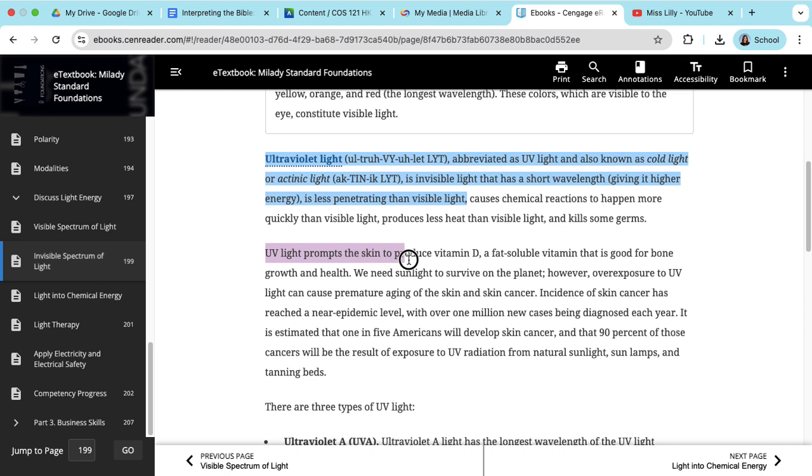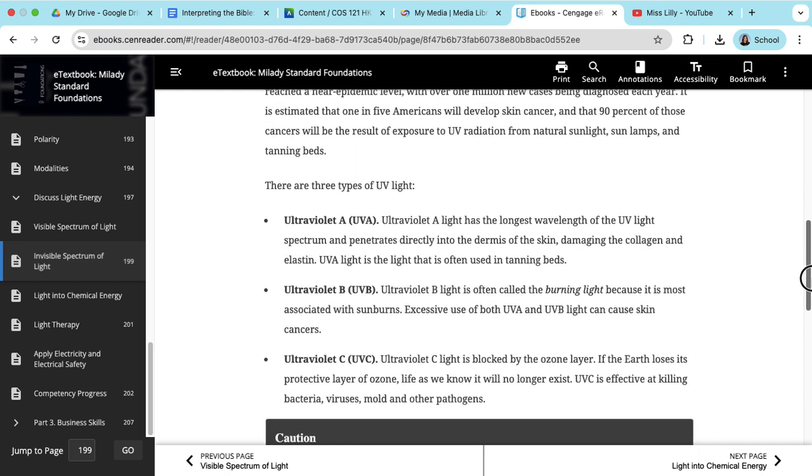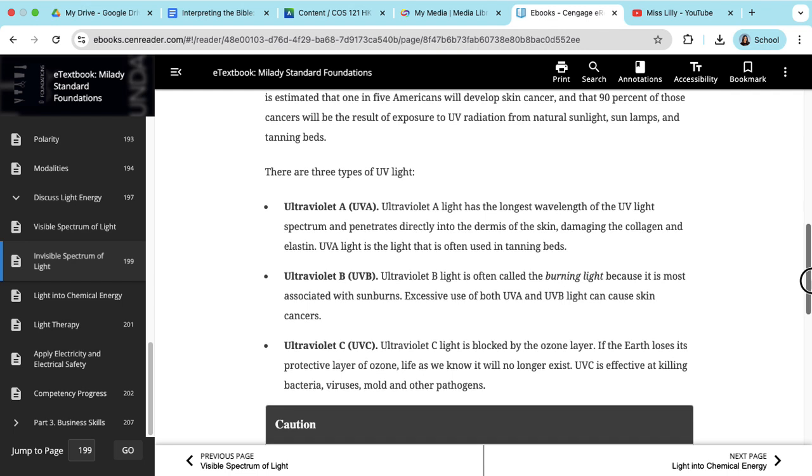UV light promotes skin to produce vitamin D. There are 3 types of UV light. We have UVA, UVB, and UVC. The UVA has the longest wavelength and it penetrates the dermis and damages your collagen and elastin. This light we can find in tanning beds.